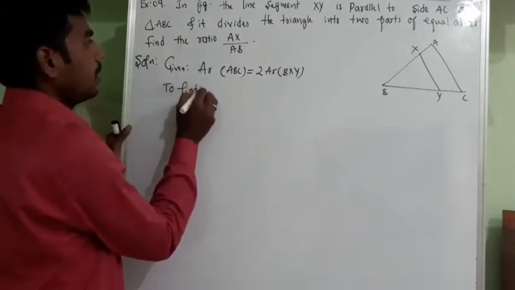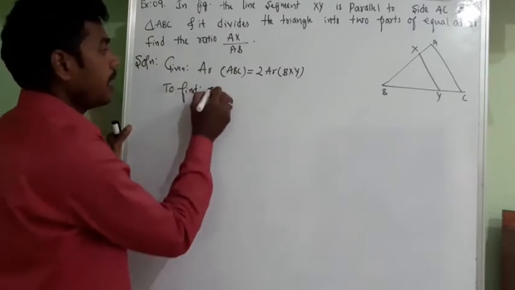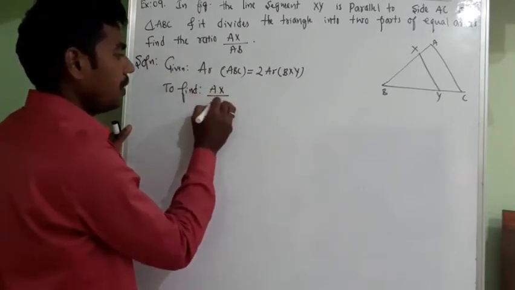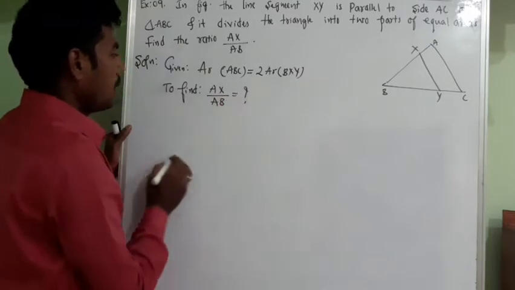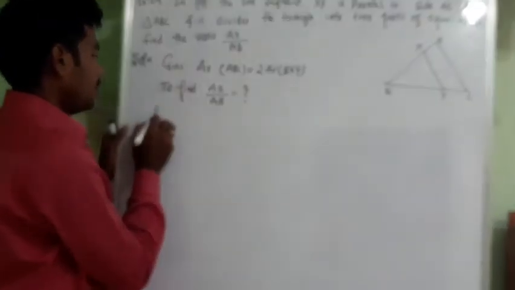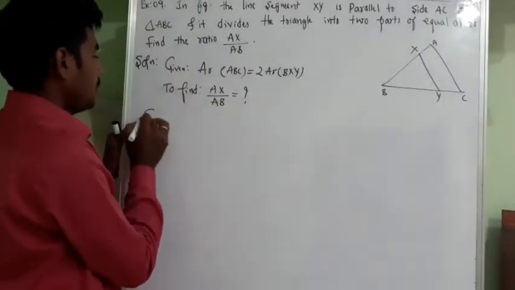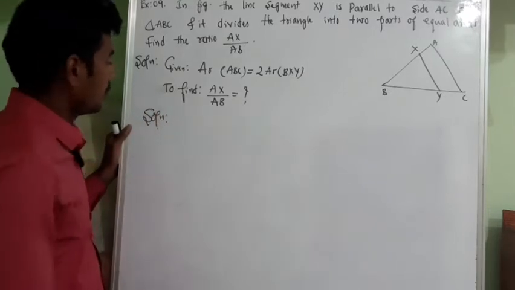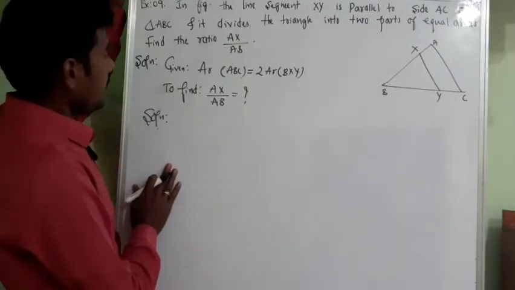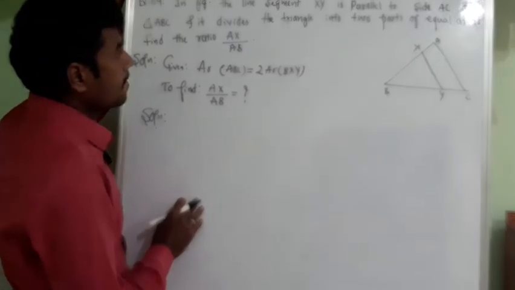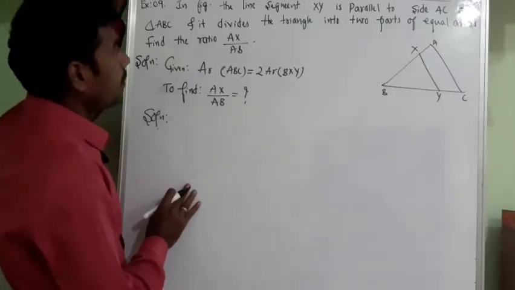What is required for us to find? AX by AB. This ratio we need to find. Okay. Now, solution. See, for that what we have, see.